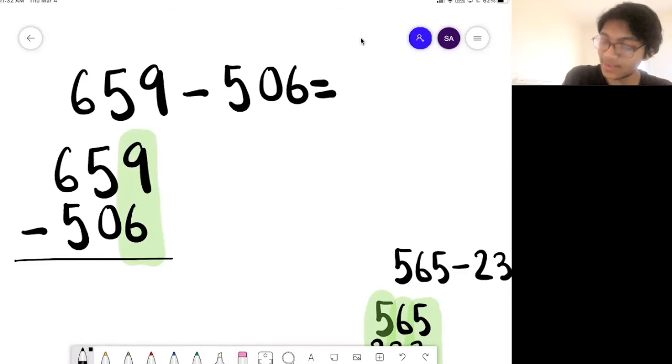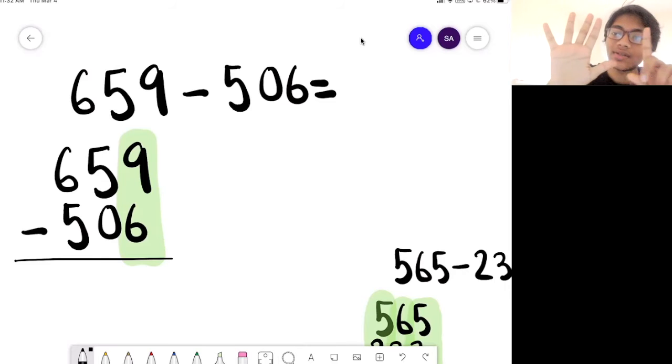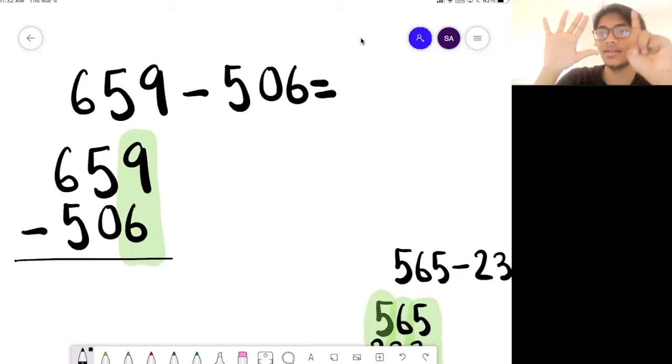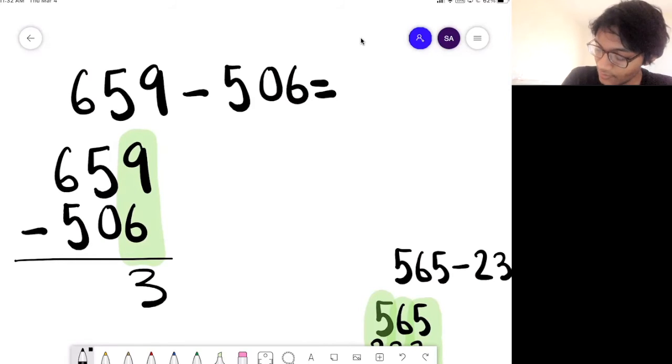Well, 9 minus 6 is going to be what? You have 9 in your head, put up 6 fingers. 1, 2, 3, 4, 5, 6. So I have 9 in my head, and I have 6 fingers, right? So 9, 8, 7, 6, 5, 4, 3. So 9 minus 6 is 3.